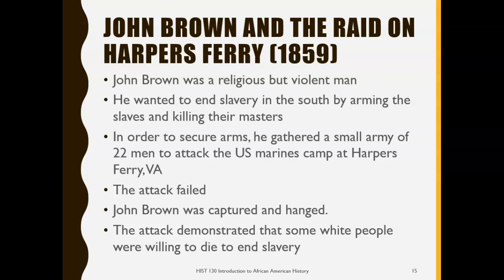However, John Brown was captured and hanged, but this attack demonstrated that some people in the North, white people in the North, were willing to die to end slavery.